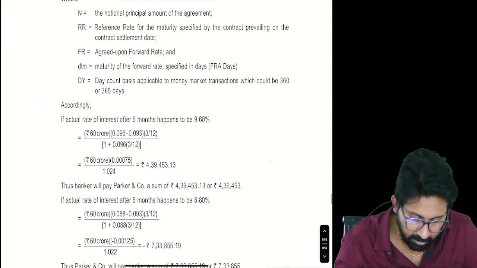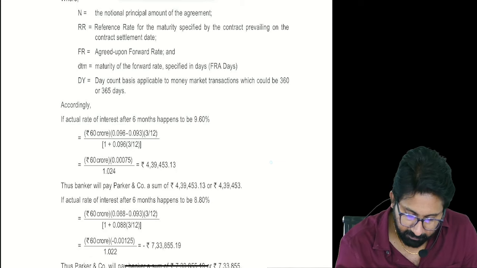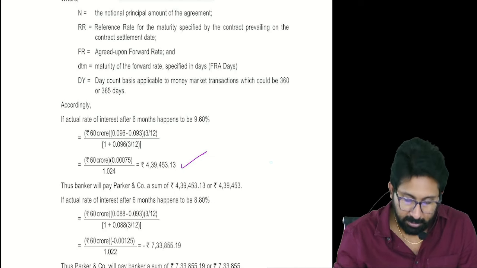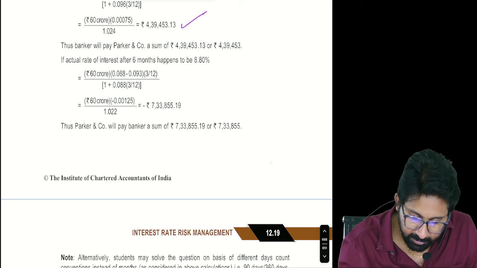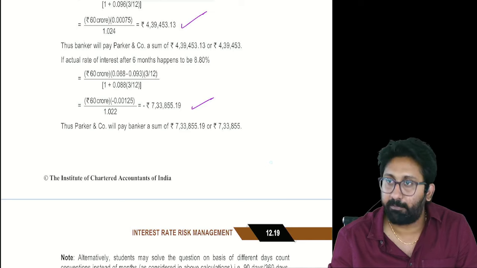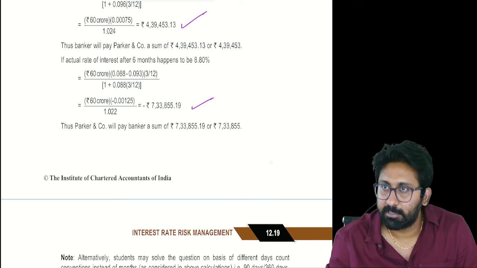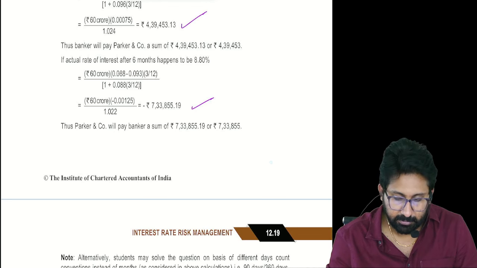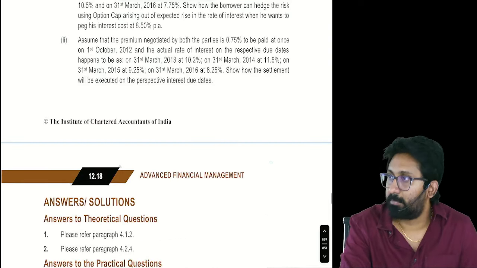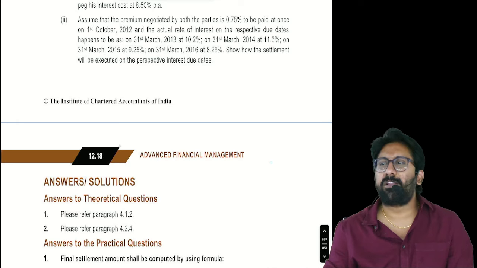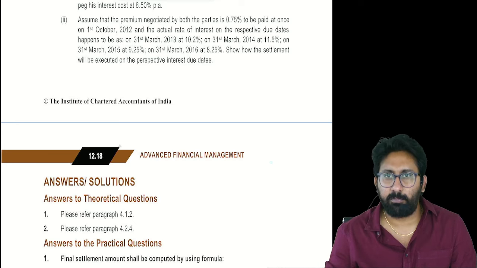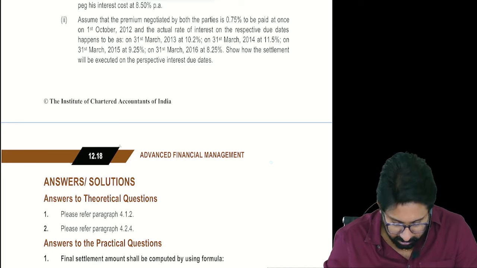Question number one. First answer, have you got 4,39,453? Everyone, next answer should be 7,33,855. You might have lost the amount, you didn't do this. Small differences in values may come, little amount of differences. That is not a problem. Whether you are conceptually strong or not, you check.